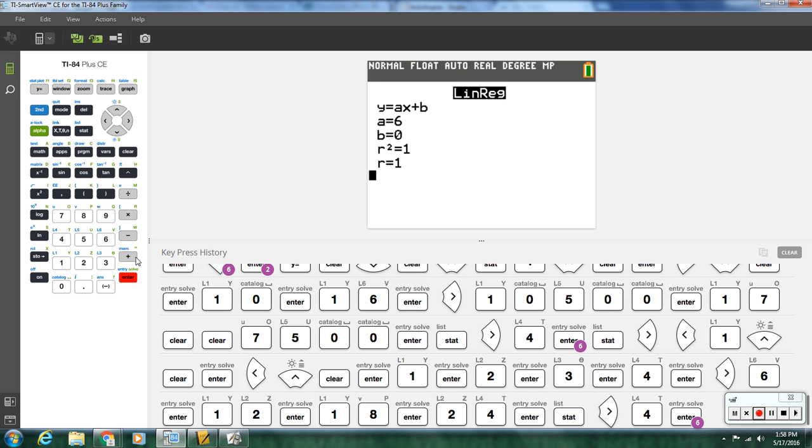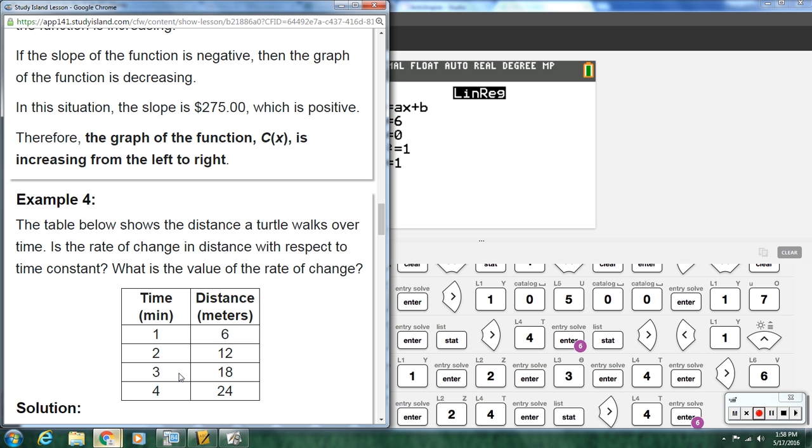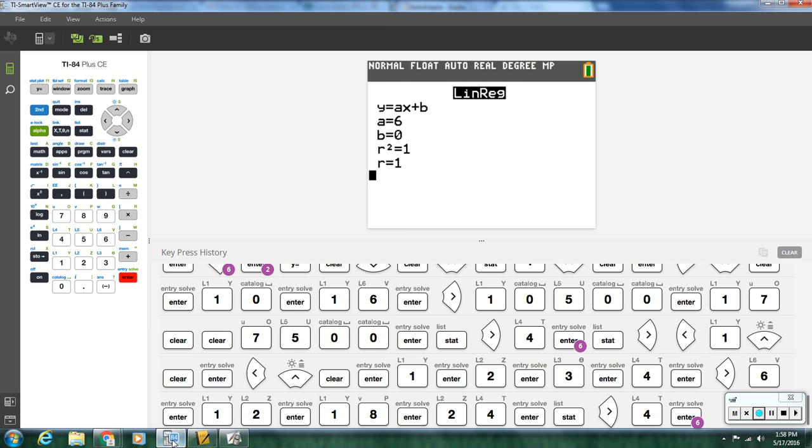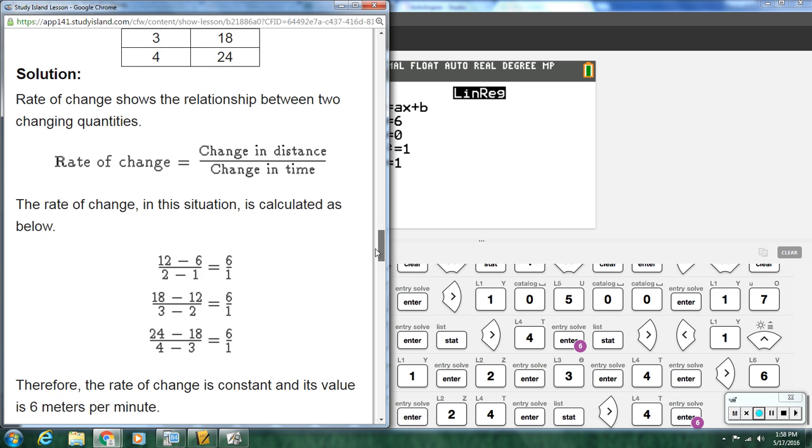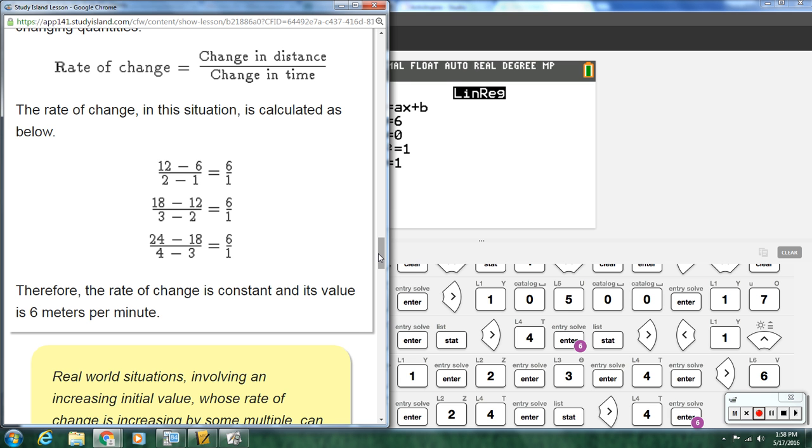What's the turtle's rate? 6 what? 6 meters per minute. What is the value of the rate of change? What is that another way of asking you? What's the slope? What did that calculator just tell us? 6. So surely to goodness that is going to be, well, what do you know? 6. Just what they did.